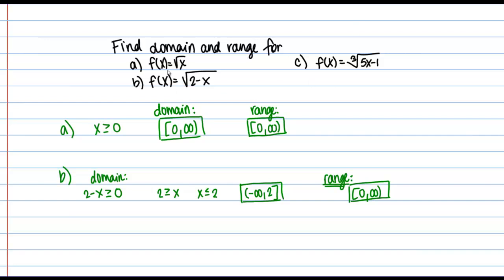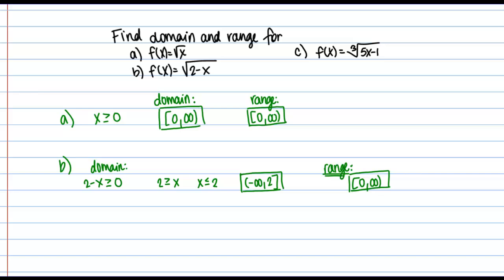Now notice how this is different from parts A and B. Parts A and B were square roots, and part C is a cubed root. So that's going to affect how we think about the domain and the range. So what's different about a cubed root as compared to a square root?